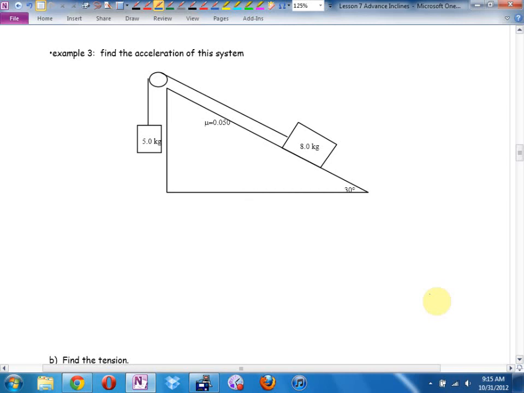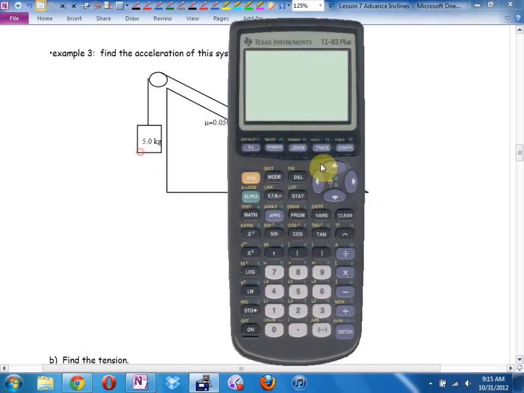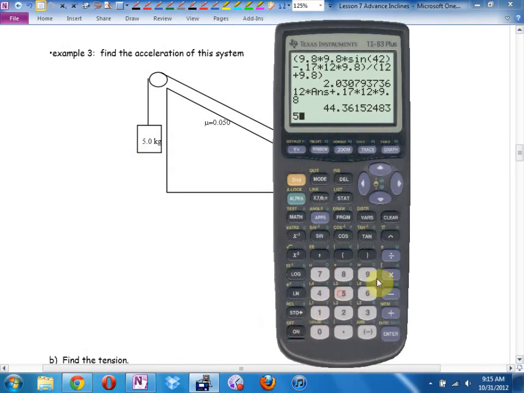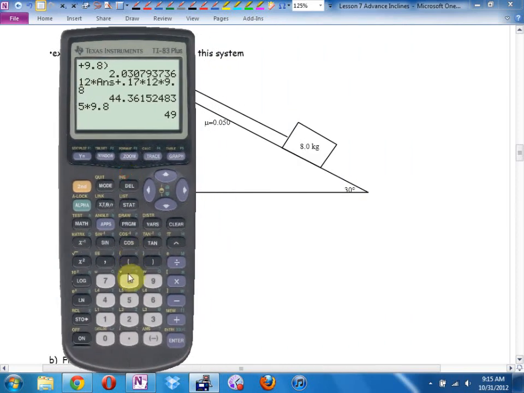Here, it's worth figuring out who's winning ahead of time, because if we guess wrong, we would have friction pointing in the wrong direction, and we would have to flip that around too. So what did we just say? This is a contest between 5 times 9.8. That's what's pulling down on the left. What's pulling down the hill on the right? 8 times 9.8 times parallel, 2 lines is sine, 30.